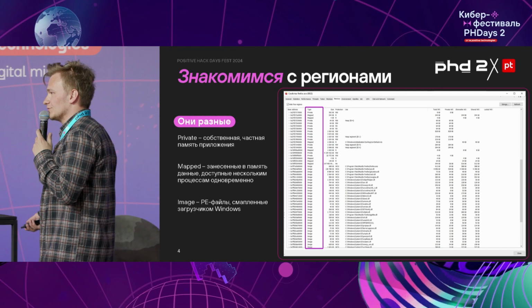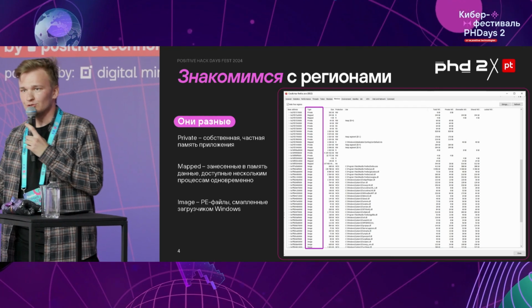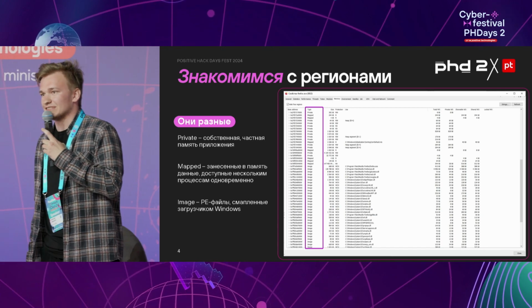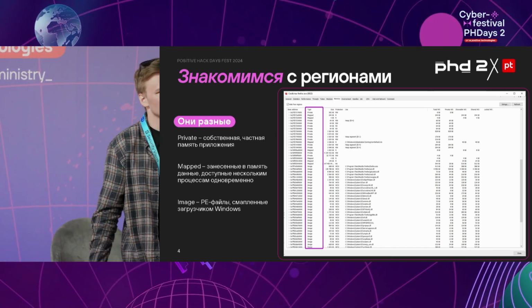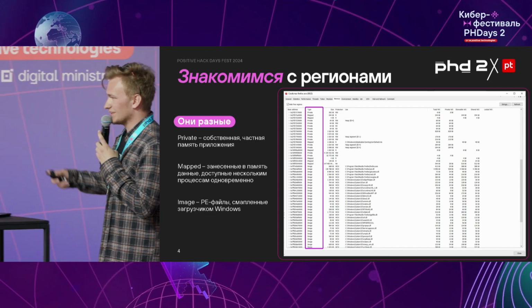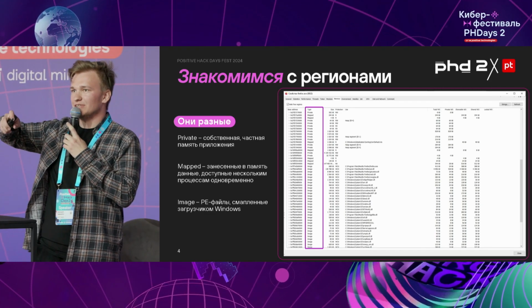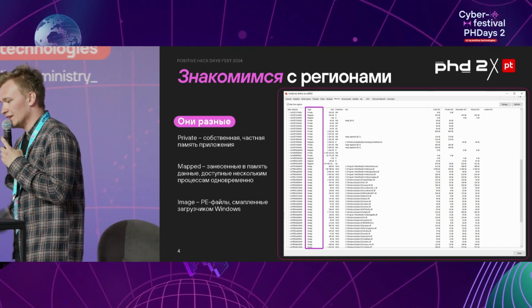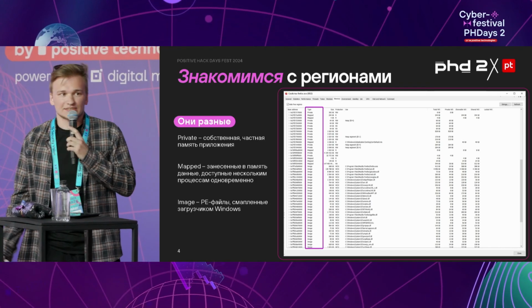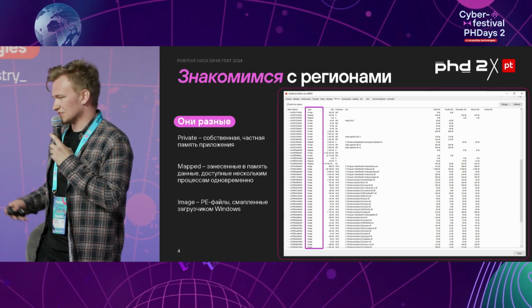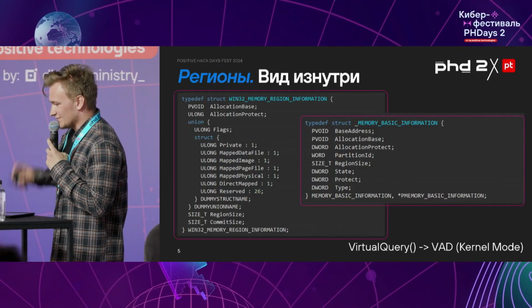Private is private memory, which is given through the MU, virtual alloc, and other things. Mapped memory is something like, if you open a Windows-related reference book, a special memory where a file can be mapped, and then it can be doubled in several processes so that they can use the same file at the same time. And image is about PE files, DLLs, exec files, and so on.